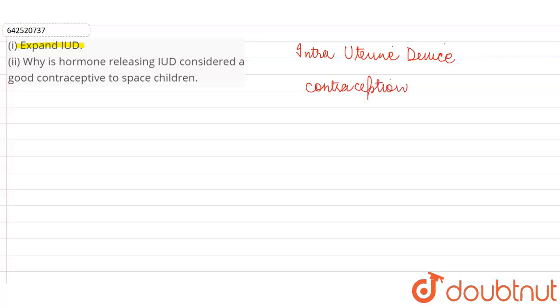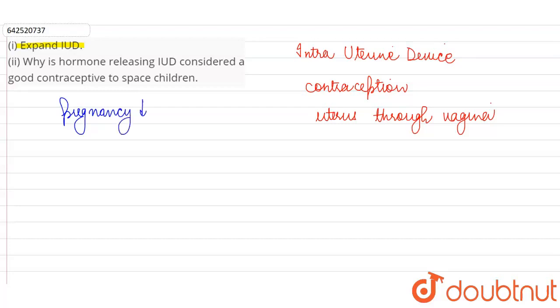So basically, it is a device which is inserted into the uterus, as the name suggests, through the vagina with the help of a doctor or an expert nurse, and over there it is going to bring about some changes in the female reproductive tract, which is going to reduce the chances of pregnancy or conception. So IUD stands for intrauterine device.